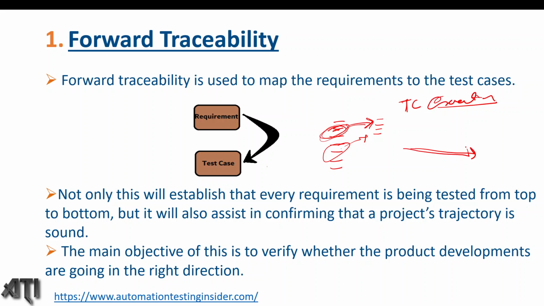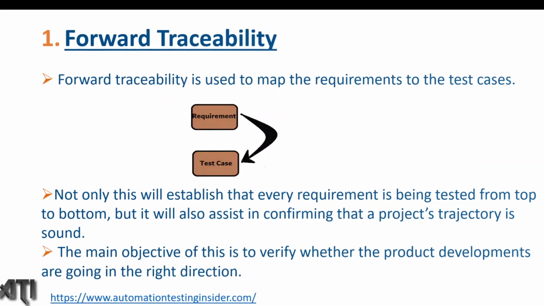So this goes in the forward direction, correct. Later on we'll execute the test cases based on whatever test cases we have written, correct, and then we'll map the result of the test cases and the defects as well. This is the forward traceability matrix.